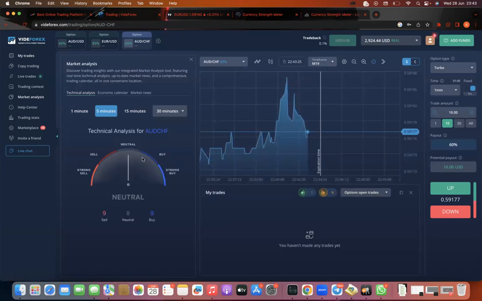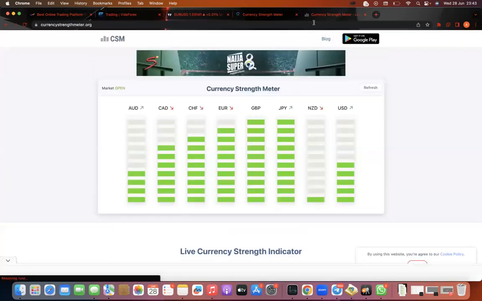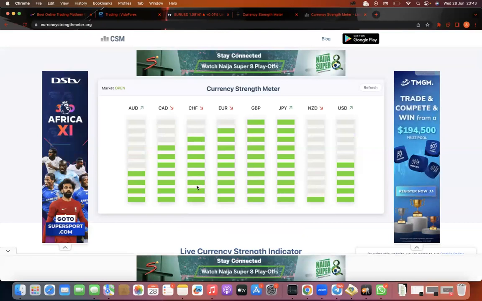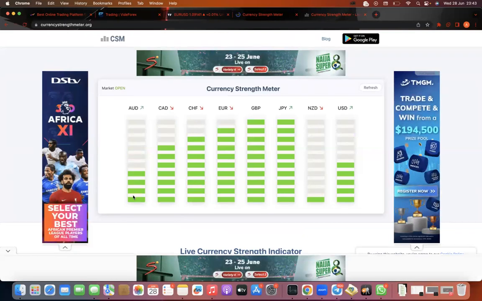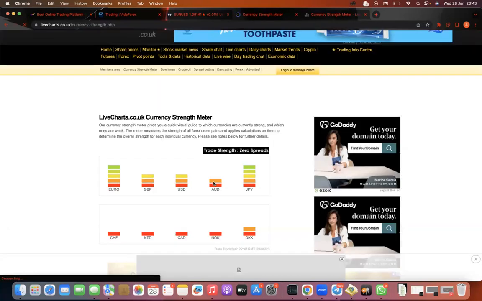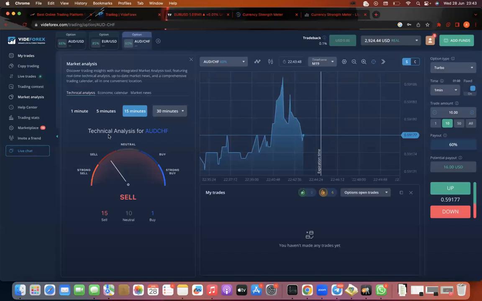On the 5 minutes, it's showing neutral. On the 15 minutes, it's showing CHF is actually stronger. Come here, what did I tell you? CHF is stronger than AUD on the 15 minutes time frame. On the 5 minutes, they're almost the same strength, 2, 1. So you see, just like how I actually said.